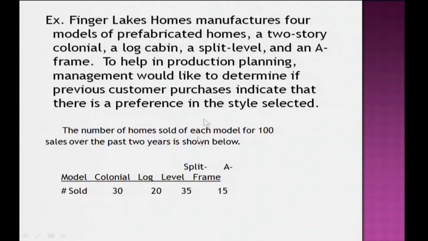The number of homes sold of each model for 100 sales over the past 2 years is shown as: colonial were 30, log cabin were 20, split level were 35, A-frame were 15, right. So, in total this is 100. The proportion of colonial is 30 out of 100, second is 20 out of 100, third is 35 out of 100, A-frame is 15 out of 100.